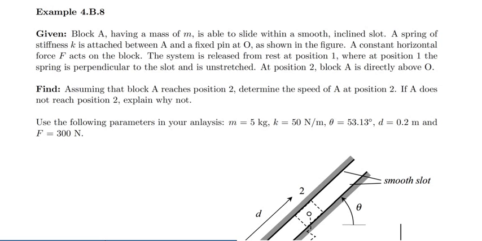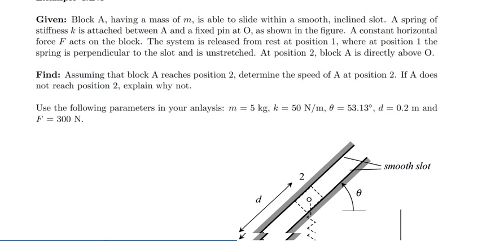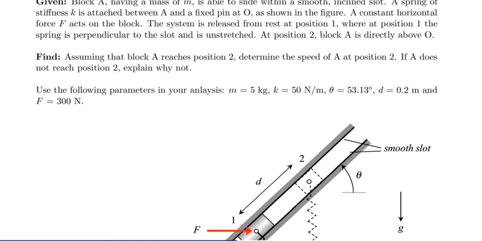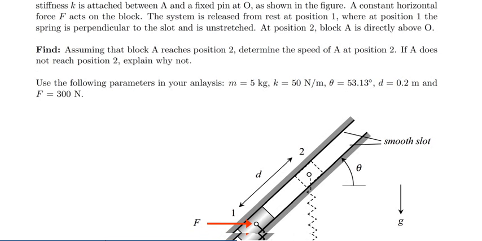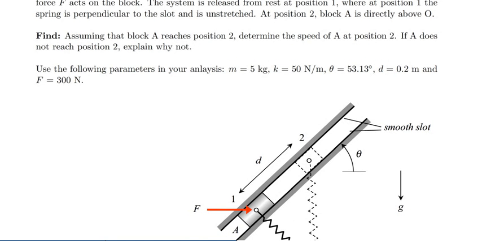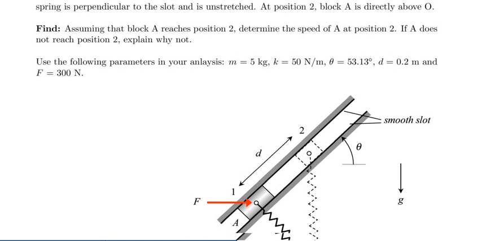Okay, so in this problem we have block A, which has a mass of m, and we're told that it's able to slide within a smooth inclined slot, and that a spring of stiffness K is attached between A and a fixed point O as shown in the figure. A constant horizontal force F acts on the block, and the system is released from rest at position 1, where in position 1 the spring is perpendicular to the slot and is unstretched.